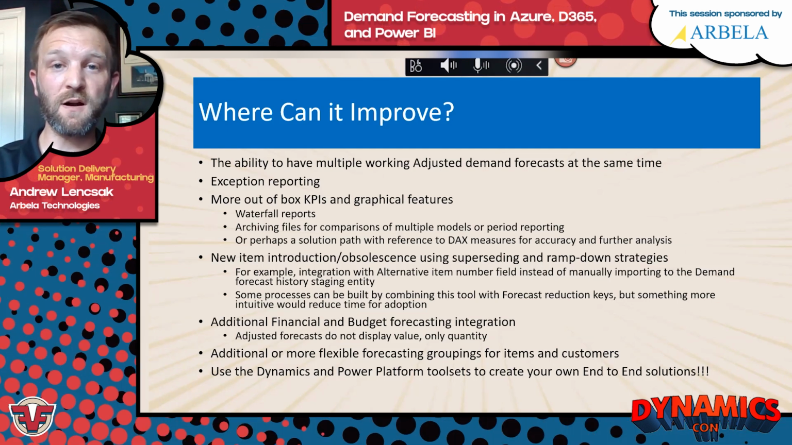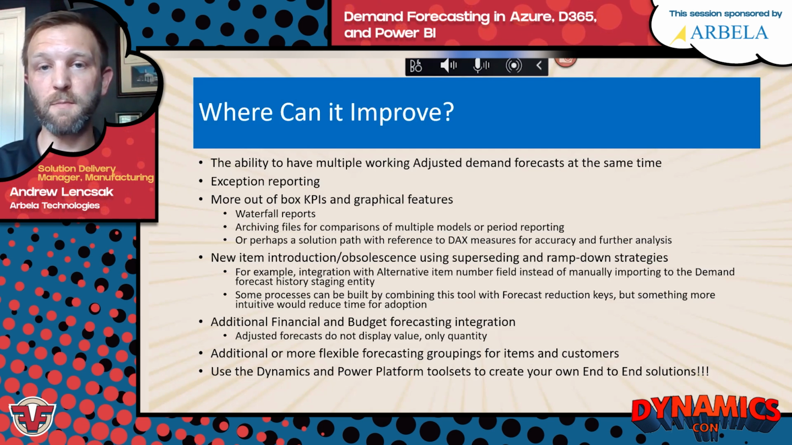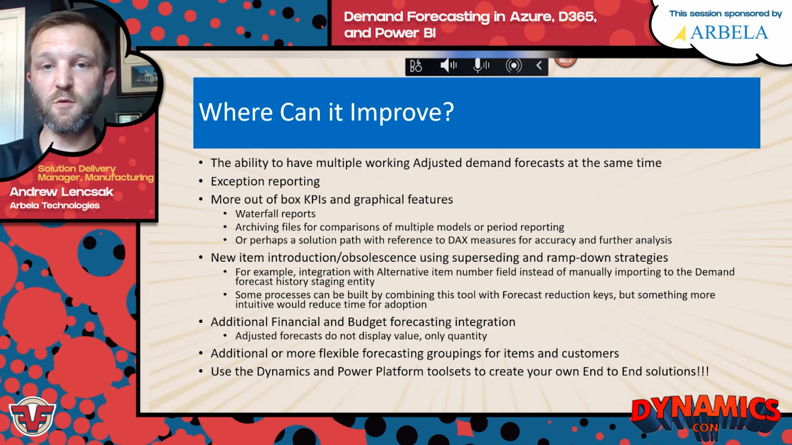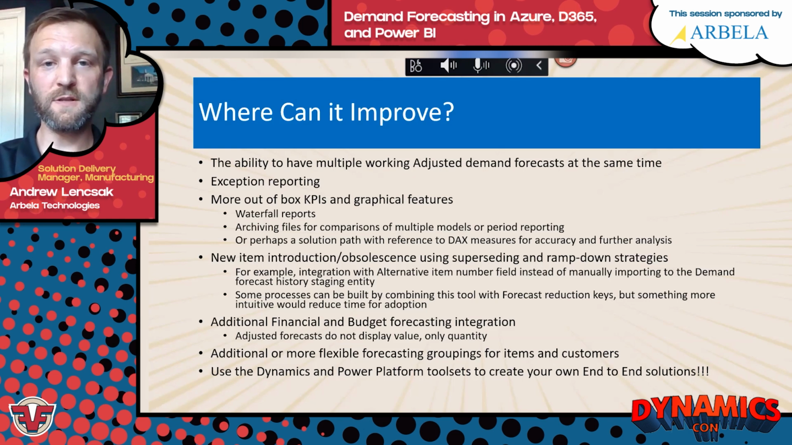One of the things that you saw is I could authorize a forecast and say which forecast model I'm applying it to. Well, if we reapprove or reforecast monthly, and last month I forecasted and it had an August forecast, September, October, and so on, and then next month I forecast and that's going to include an October forecast, I'm going to override what I forecasted last month. So I lose some of that history, and some of that archiving and the ability to keep some of that history for analysis purposes is really important. Maybe it's Power BI, maybe a solution path with reference to more DAX measures for accuracy and further analysis is a good approach to take.